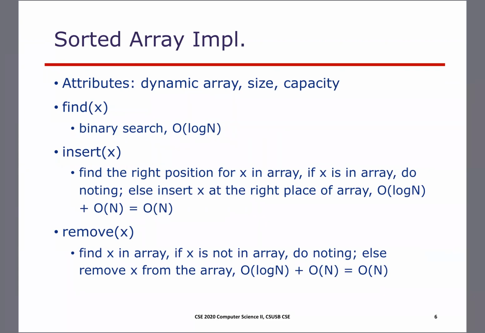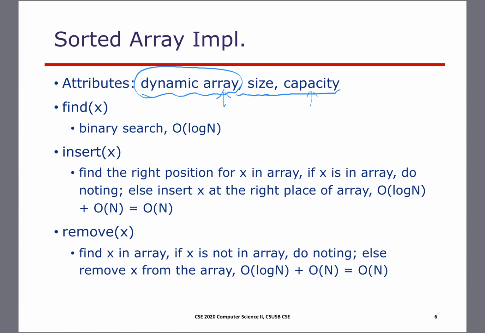Okay, first one, use a sorted array to implement the set abstract data type. Here we use a dynamic array to store a collection of elements, or I will say the unique sorted elements. And we also have another two attributes, size and capacity. The array has a fixed capacity, so we need this capacity attribute.